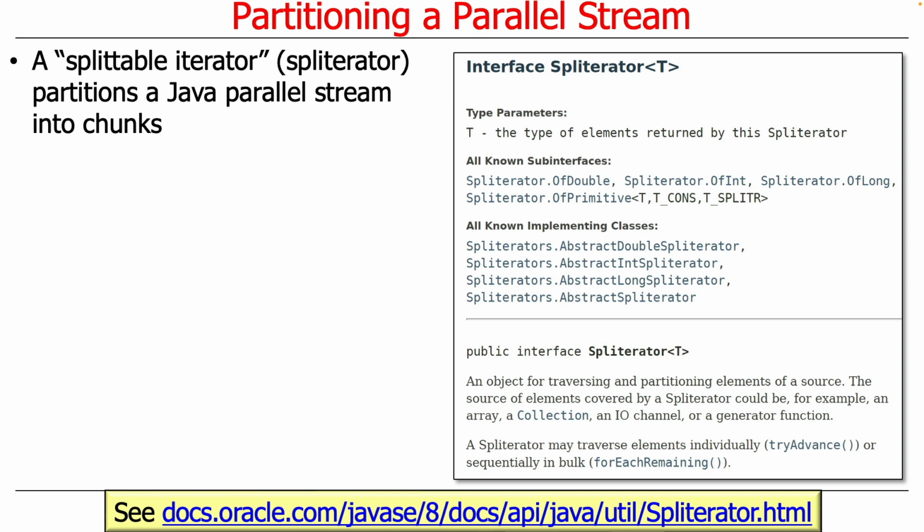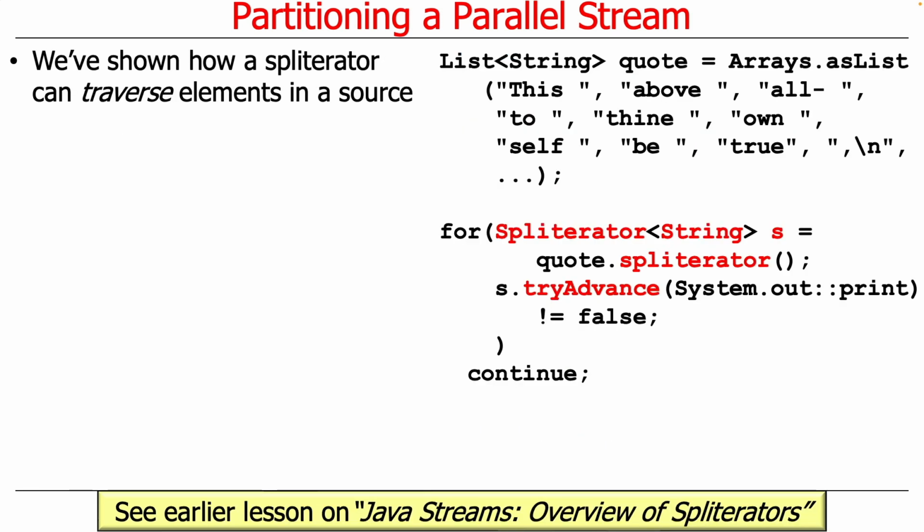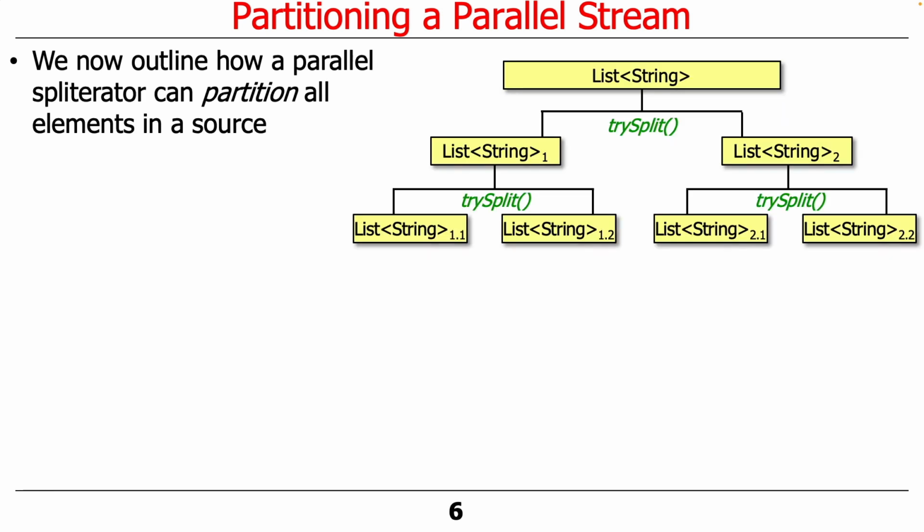A splitterator is something called a portmanteau, which is a combination of words that means splittable iterator, that partitions the Java parallel stream up into chunks. And we've seen earlier, when we talked about sequential streams, how the splitterator can be used to traverse elements in a source. So if we have this famous quote from Shakespeare's Hamlet, you can make a splitterator for it, and you can walk through this thing one phrase at a time, one chunk at a time, this above all, one word at a time, I guess is a better way to put it, and print the results out.